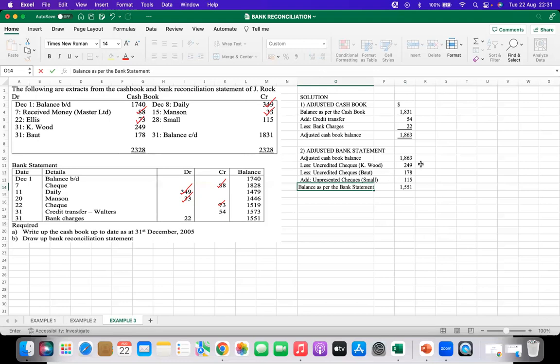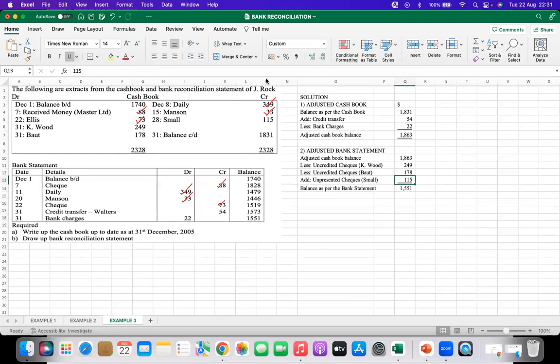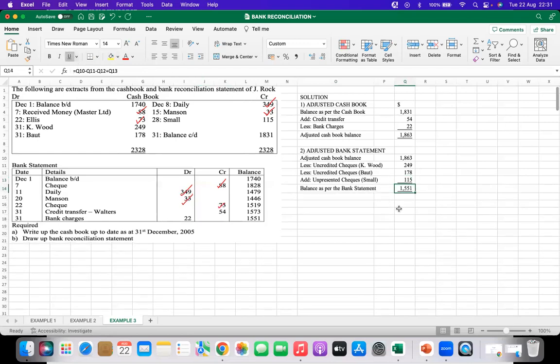So what is our balance as per the bank statement? Our balance as per the bank statement is $1,551. How do you know that you are correct? If this balance is the same as the balance in the question. The closing balance in the question, you can see it's 1551. It's the same as what we have computed there. What we have computed is 1551. And that is how bank reconciliation is performed.